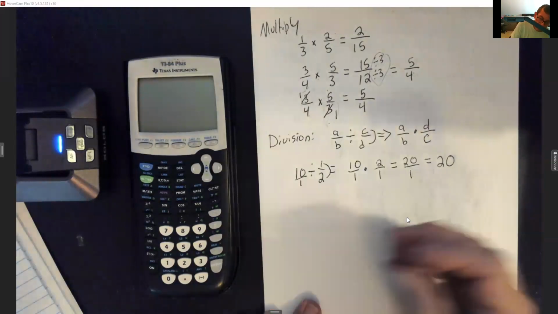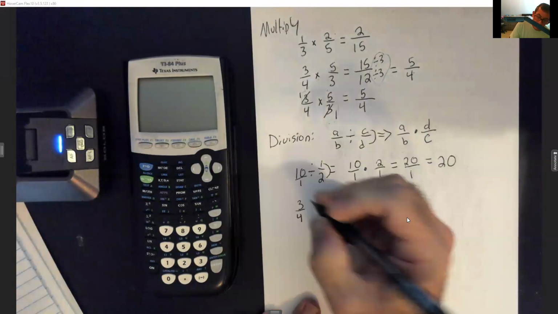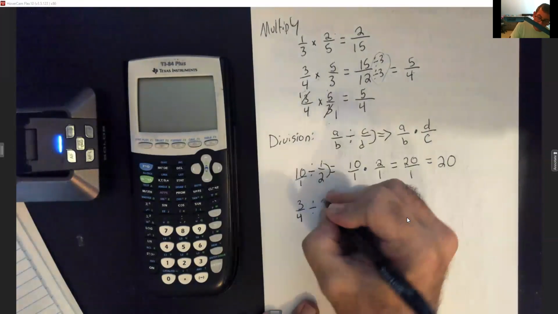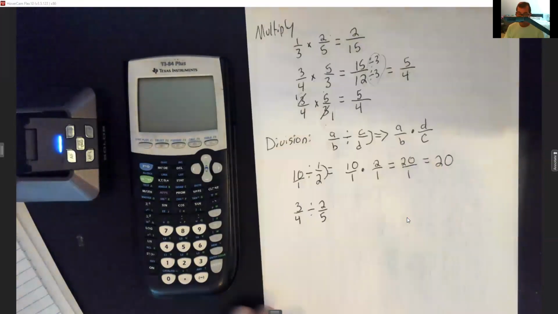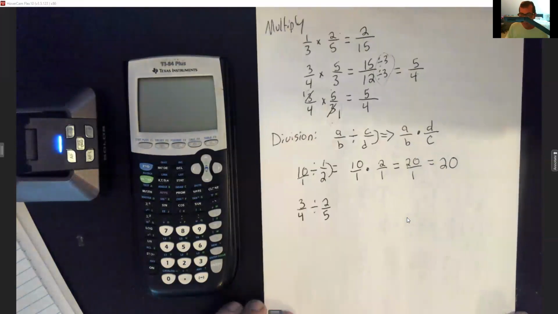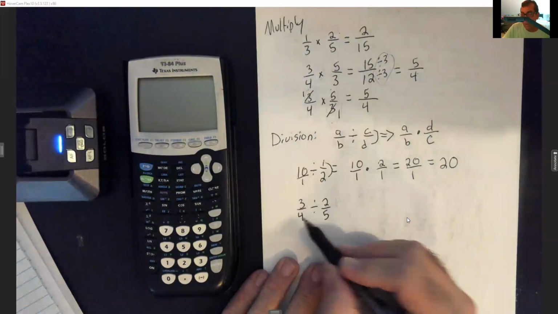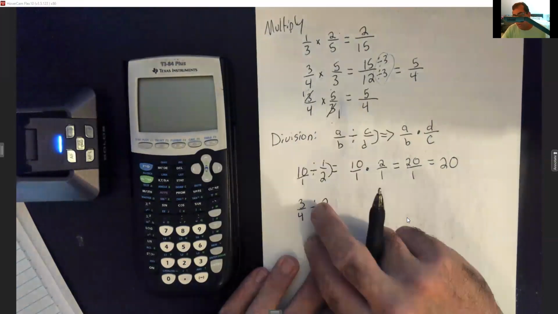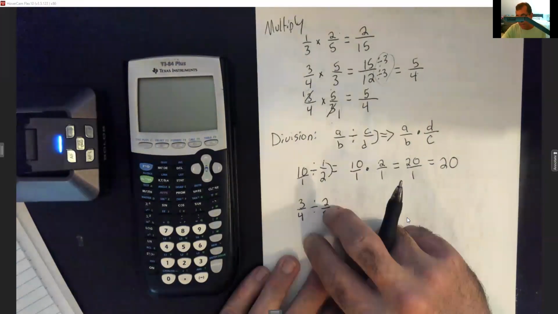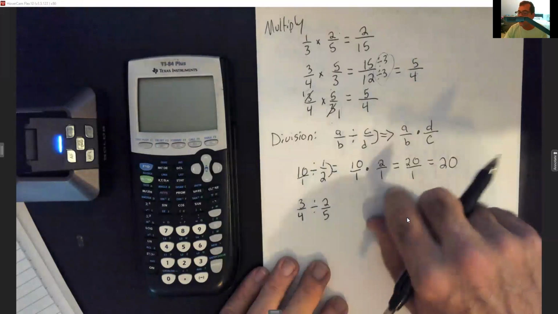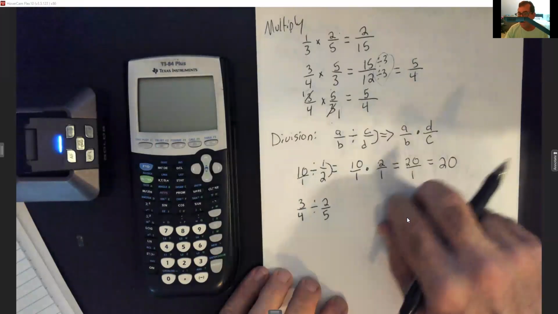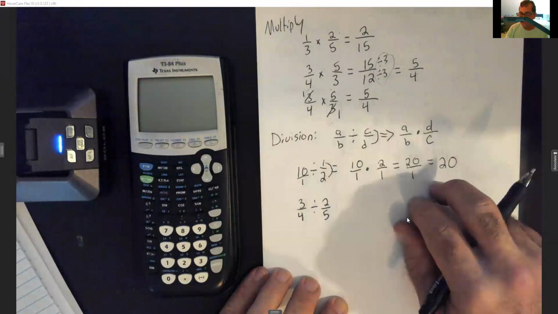All right, one more division. 3/4 divided by 2/5. Now, what's nice about this one, you see how you think you got a 2 and a 4 that reduce? You cannot reduce while you're dividing. You got to change it to multiplication before you see if there's anything that you can reduce or cancel, okay?